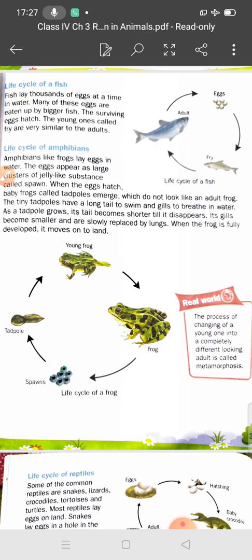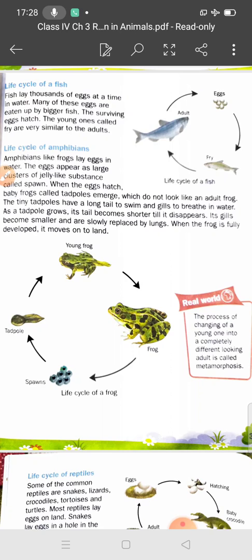Students, we have discussed in the previous lecture the life cycle of an insect and the life cycle of a fish. Now, in this lecture we will discuss the life cycle of amphibians. So, let's start. What are amphibians? Those animals that live on land as well as in water are called amphibians. For example, a frog. Now we will discuss the life cycle of a frog.